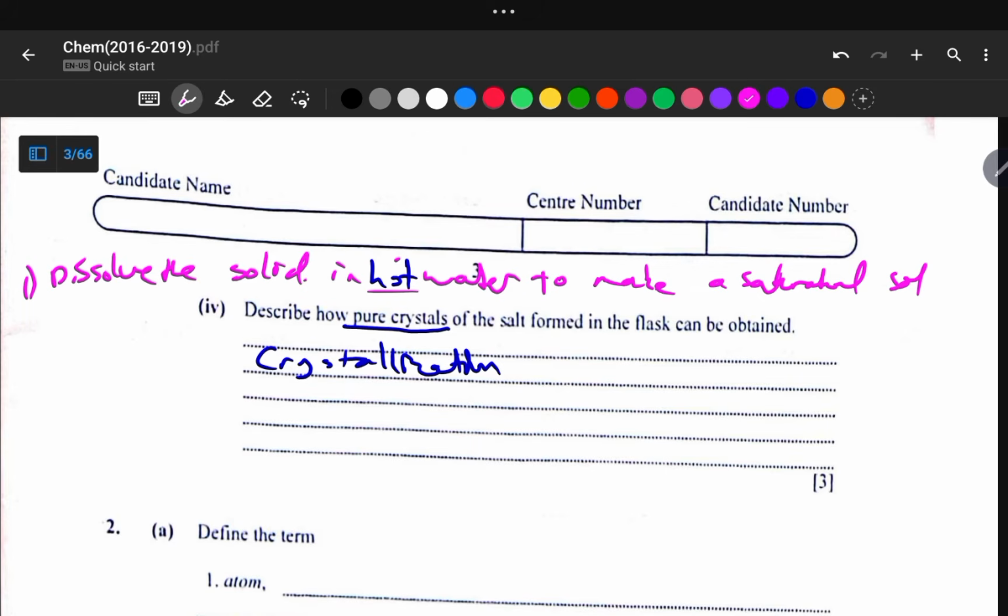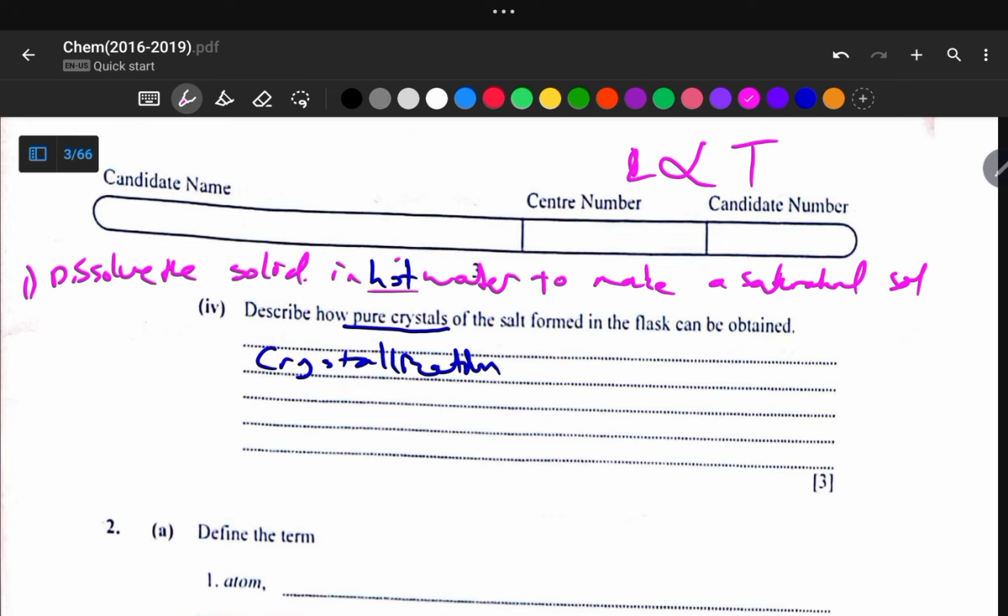So from the kinetic theory of matter, we understand that the rate of reaction is directly proportional to temperature of the reacting particles. So increase in temperature will increase the rate of the collision, the kinetic energy of the reacting particles. So increase in temperature or using hot water will increase the dissolving of the solid, right?